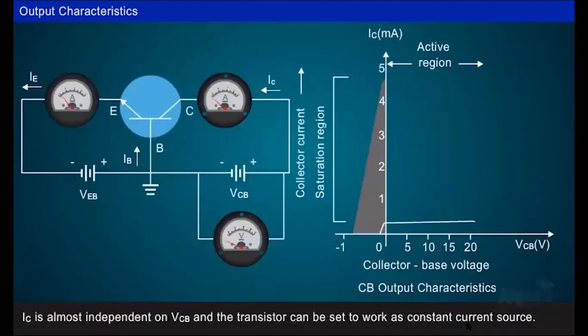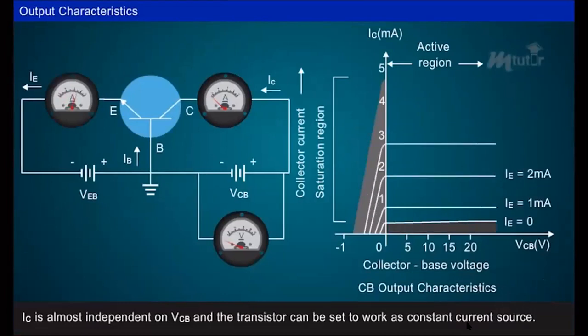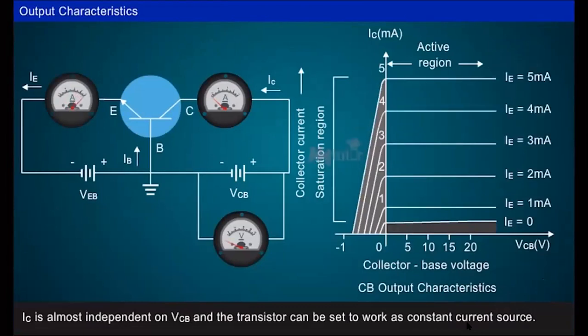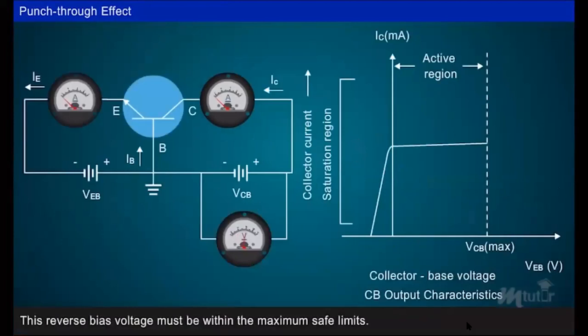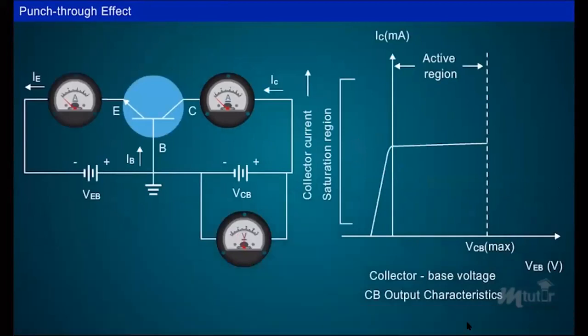As IE increases, IC also increases. Thus, IC depends upon input current IE but not on collector voltage. Hence, input current controls output current. For every transistor, there is a limit on the maximum value for reverse bias voltage. The reverse bias voltage must be within the maximum safe limits. If this maximum limit is exceeded, transistor breakdown occurs. The curves shown at the right side of the dotted line represent the breakdown condition.